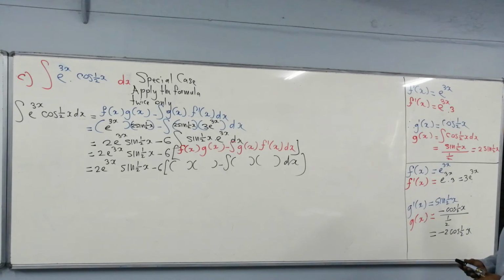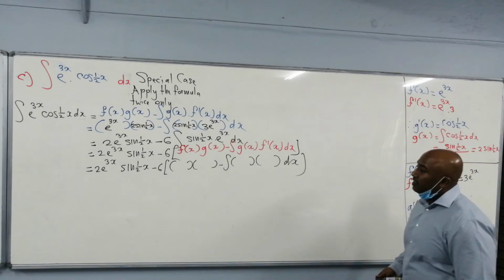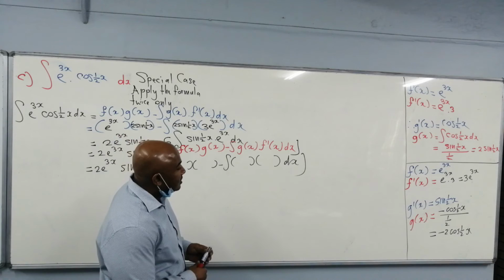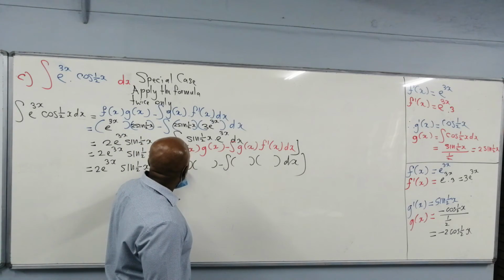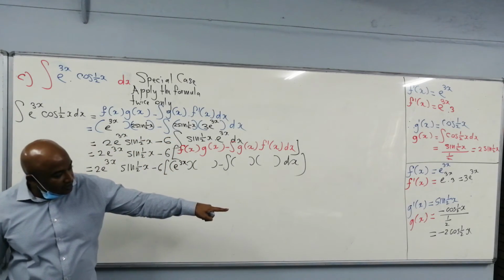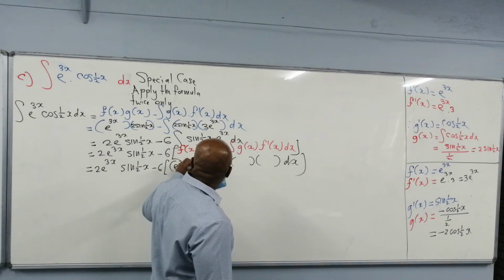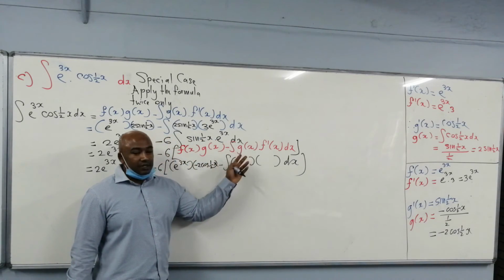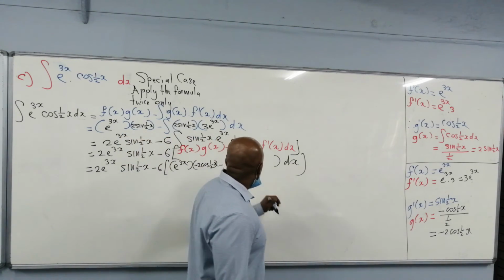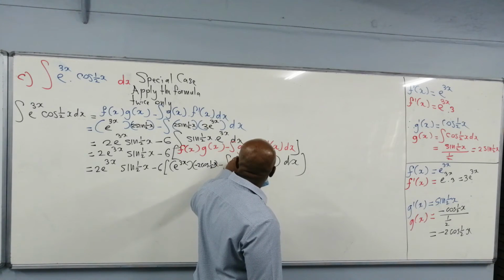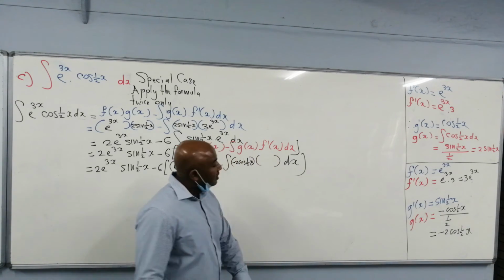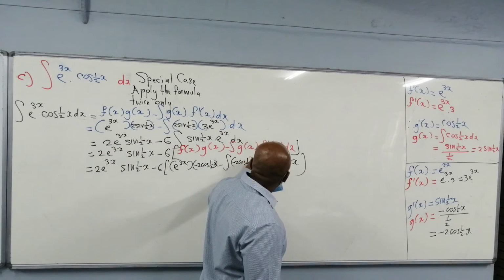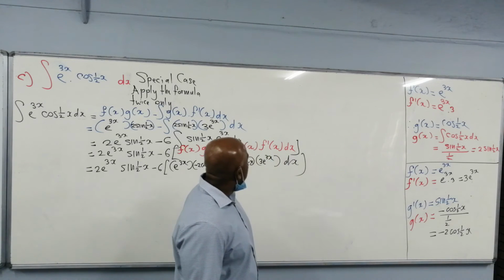Right, so our substitution, second time we're using the formula. What is my f of x? My f of x is e to the power 3x. My g of x is minus 2 cos of half x. Remember, g of x appears twice. So this is going to be minus 2 cos half x. And then f prime x, the derivative there, was 3 e to the power 3x.